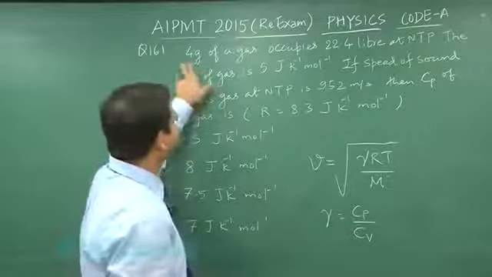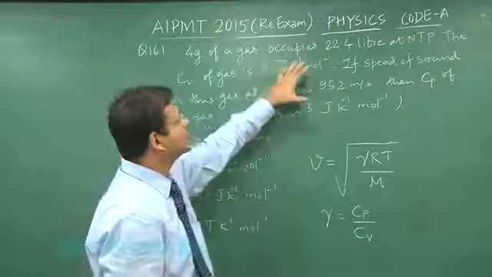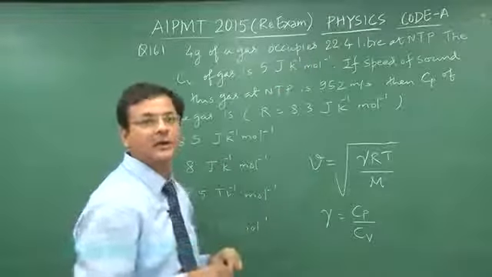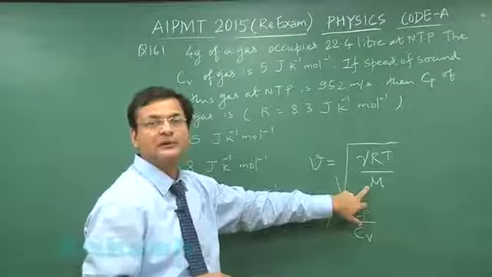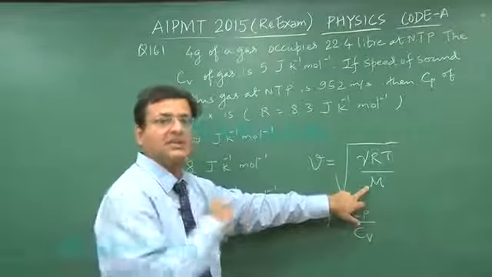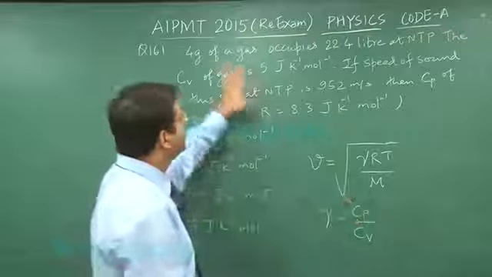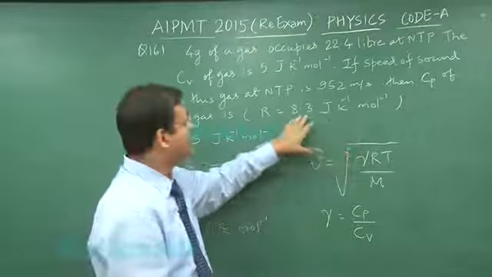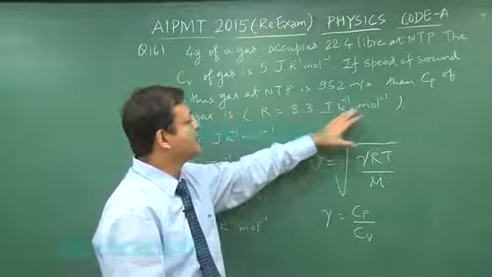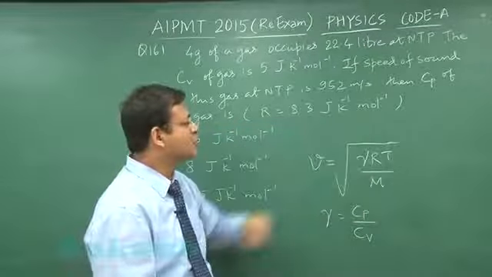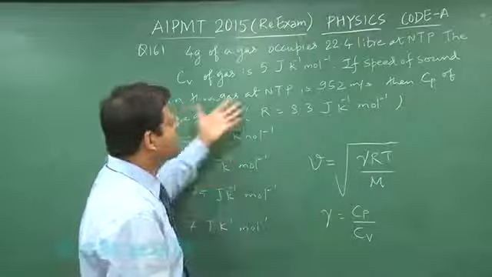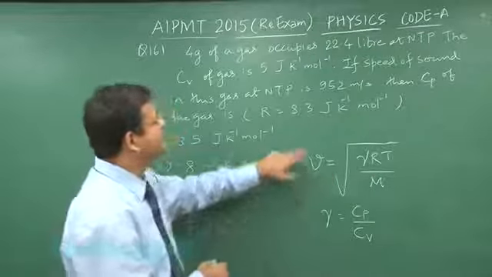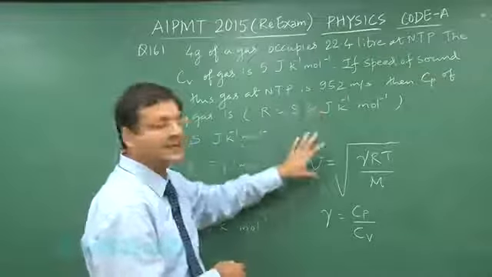If you look at the question, they are saying that 4 gram of a gas occupies 22.4 liters. So this is basically the molecular weight of the gas, but you have to take it in kilogram. So in this expression you have to write 4 into 10 to the power minus 3 kg. You understand? And then R value has been given to you as the standard 8.3 joule per Kelvin per mole. You can substitute here. And temperature NTP you can take 273. Gamma value will be calculated because the speed 952 meter per second has been given to you.